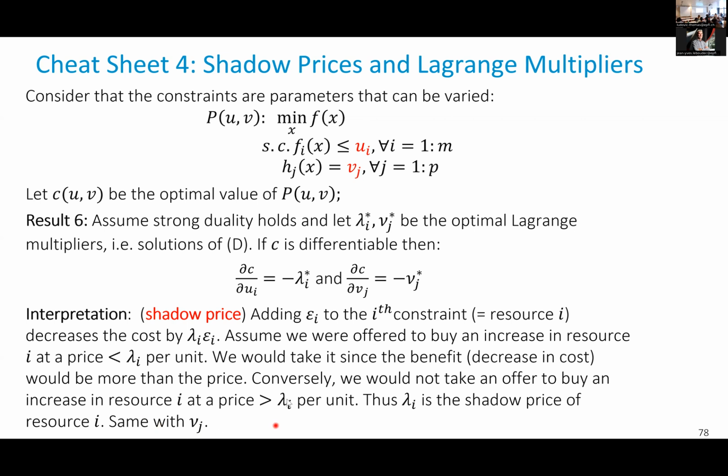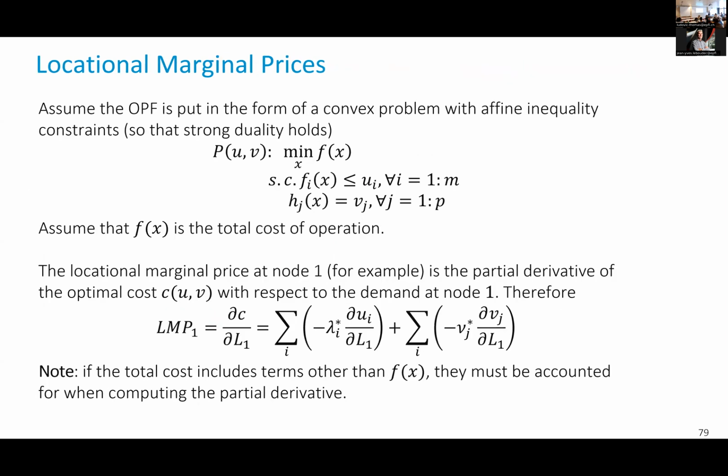And vice versa. If somebody comes and says, I want to improve, but it costs more than lambda, I should not do it, because at the end, I pay more than I benefit. So we can interpret that by saying, well, that's the hidden or shadow cost of this resource, meaning that by having those constraints, it has an impact on what I pay. And this impact can be quantified by exactly the shadow price here, this Lagrange multiplier here.